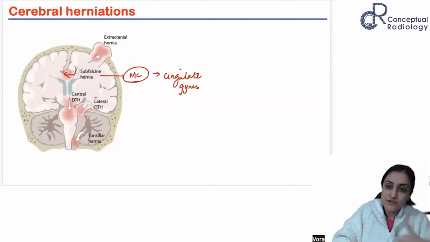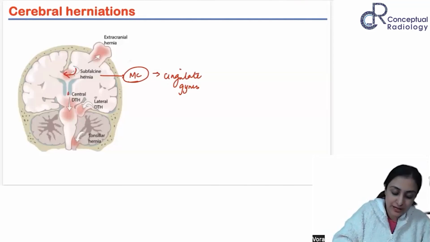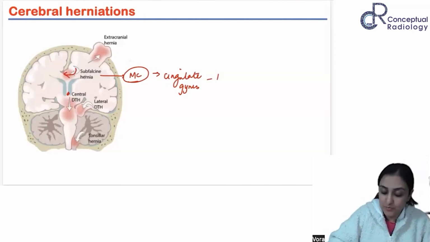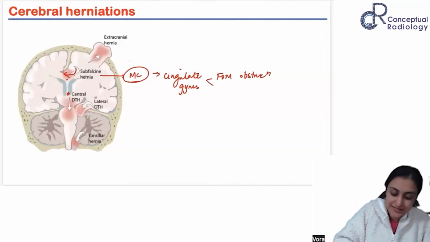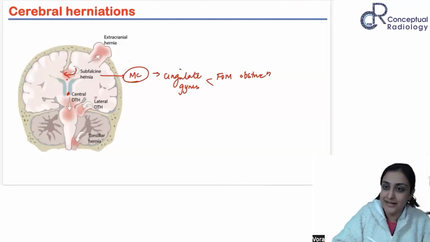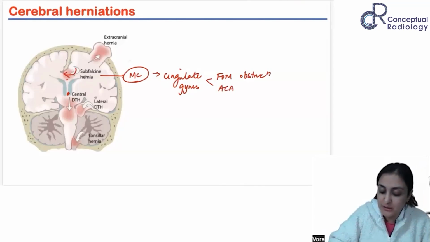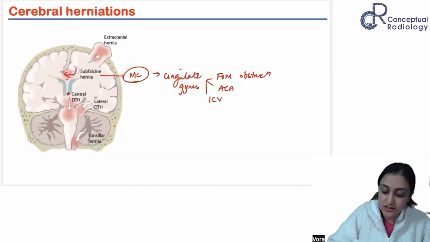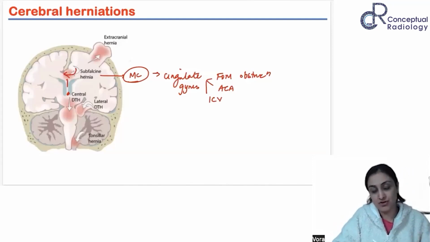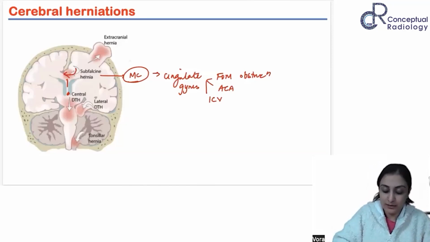One, because of the cingulate gyrus herniation, the foramen of Monro can get obstructed. So foramen of Monro obstruction can result in hydrocephalus. Very nice. The pericallosal branch of the anterior cerebral artery just runs below this, so this can result in secondary vascular injury to the ACA. Or you can also have the internal cerebral veins, which are also coursing here, get injured, right? So this is what you want to remember. This is the most common herniation.